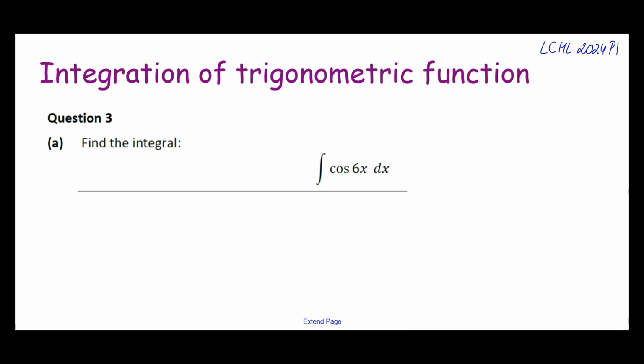So this video is going to be very short. It is integration of a trigonometric function, and we have our cos function. It is a very simple function. Now, what is the problem that we are having with this integration?